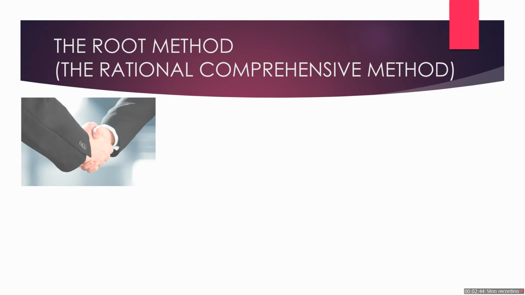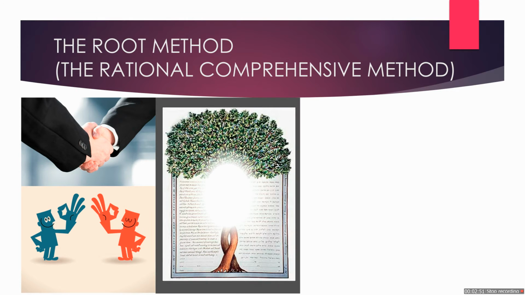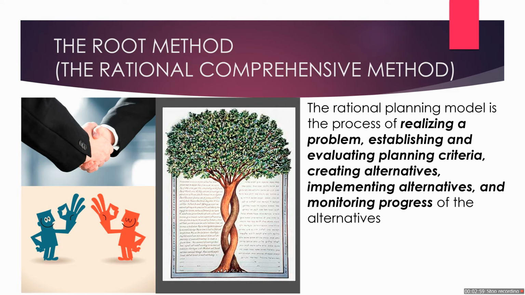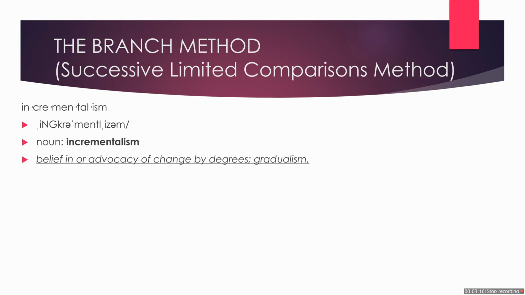The root method assumes that first you agree on goals, then design the means to meet those goals. But the branch method says that the means and the ends are intertwined and cannot be easily separated and articulated in that manner. The test of a good policy isn't whether it meets the objectives, but whether there is agreement on the policy.